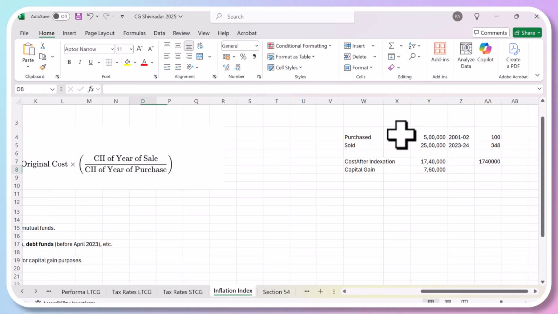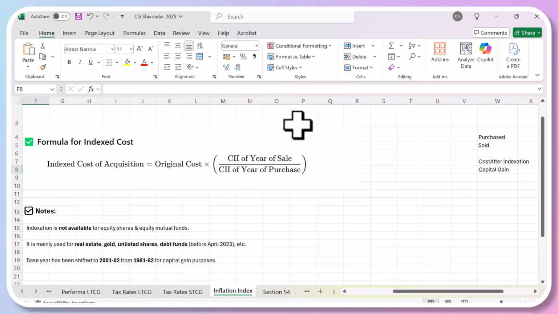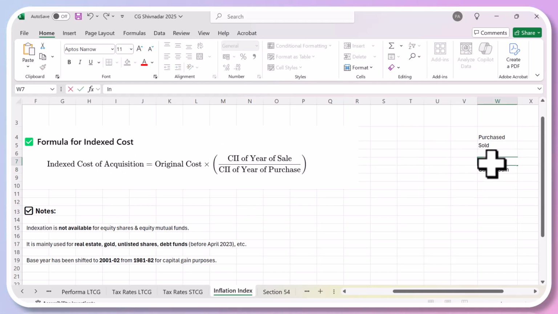So the formula is like this, which is given here. Index cost of acquisition is equal to original cost into the cost of inflation index of the year of sale divided by year of purchase. So you have to take when you sold it, what was the index, and when you bought it, what was the index. Multiplied by the original cost, you will get index cost of acquisition.